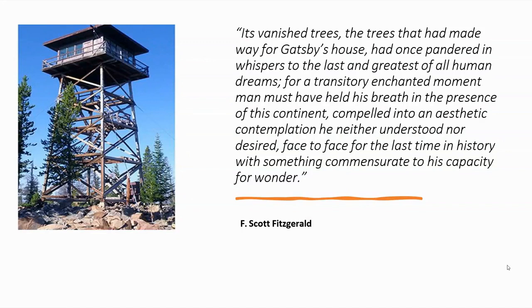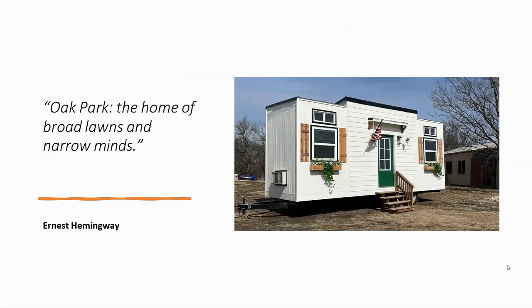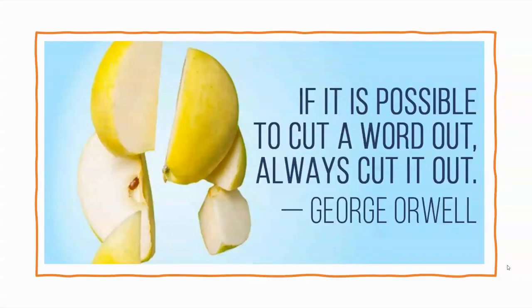I want you to forget about F. Scott Fitzgerald and be more like Ernest Hemingway. "Oak Park, the home of broad lawns and narrow minds." He says a lot in this short sentence. He got straight to the point, and obviously doesn't care for the people that live in Oak Park. And then George Orwell tells us, if it's possible to cut a word out, always cut it out. Keep that in mind as you go through your writing.